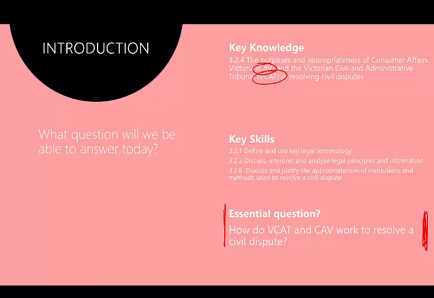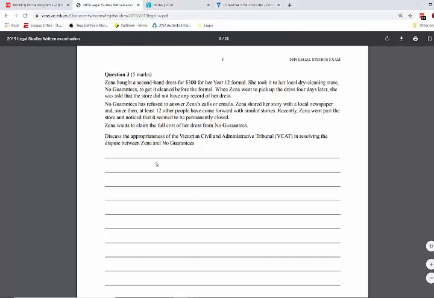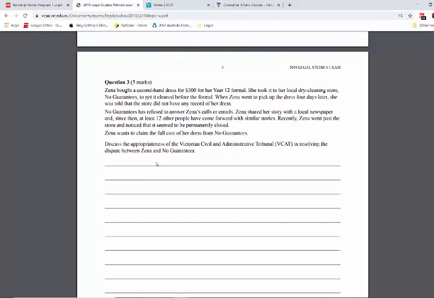So we're going to look at a sample dispute. We're going to then use the VCAT and CAV websites to really step through how they would resolve that dispute, and then hopefully get a look at, I suppose, their strengths and weaknesses, and gain a really good understanding of when they're appropriate and when they're not. And the case that we're going to use to do that, to really dig into exactly what you're going to need to do on an exam, is we are going to look at this case study from last year's exam. So hopefully you've seen this already.